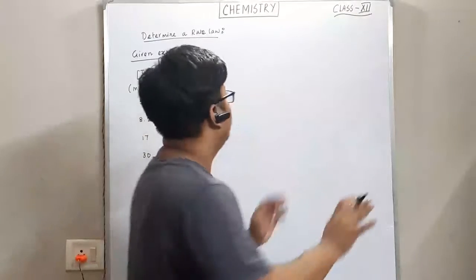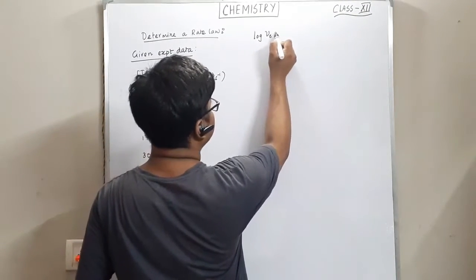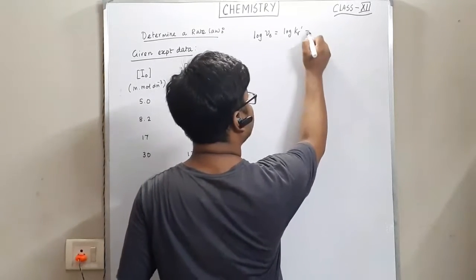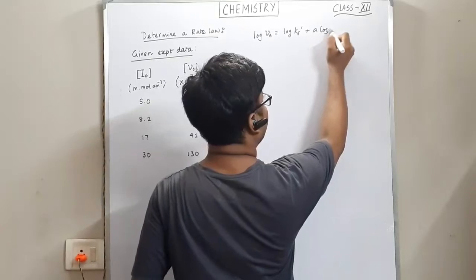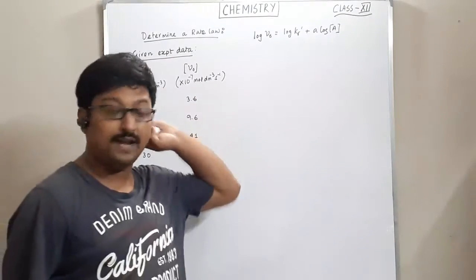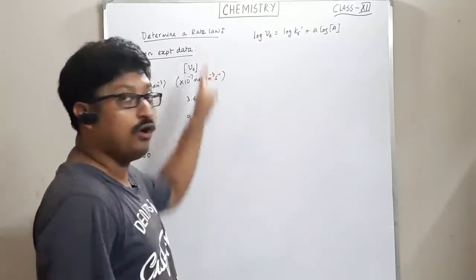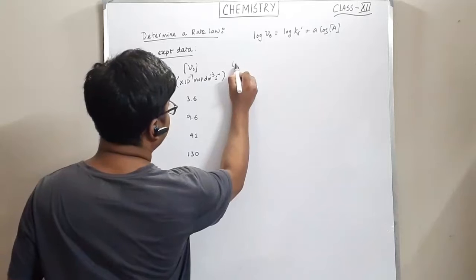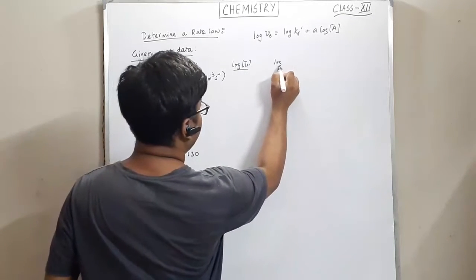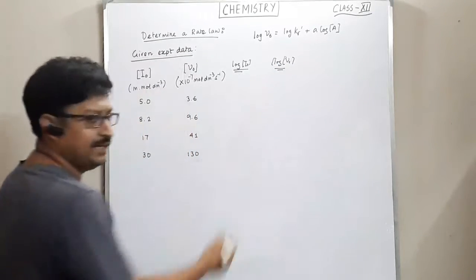What do I require? My master equation was this one: log of V0 equals log of Kr prime plus a log of concentration of A. This was the equation, and I plotted this versus this. So basically I have to take the log of these data. Let's take log of I0 and log of V0. You don't have to plot anything, you just have to calculate the data.